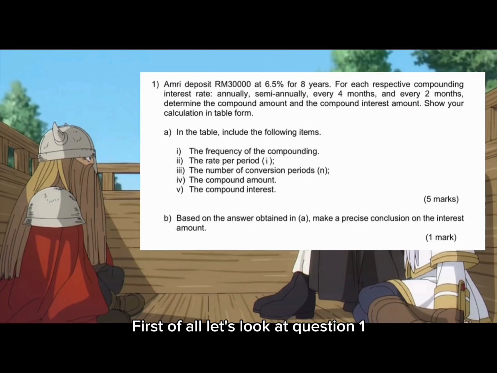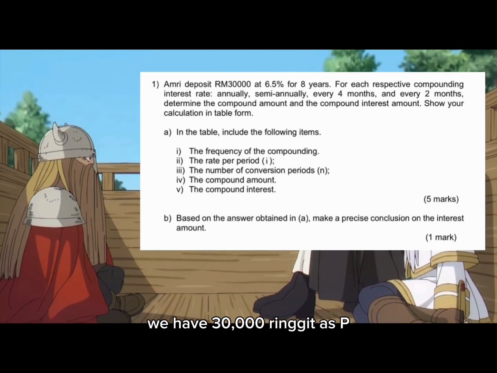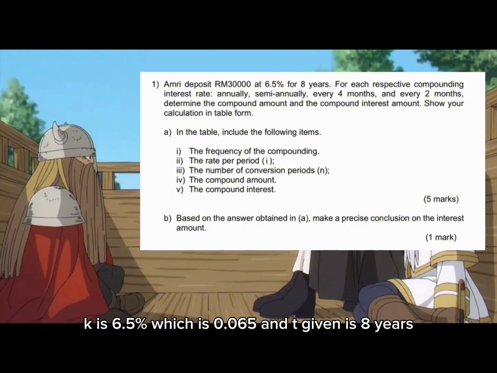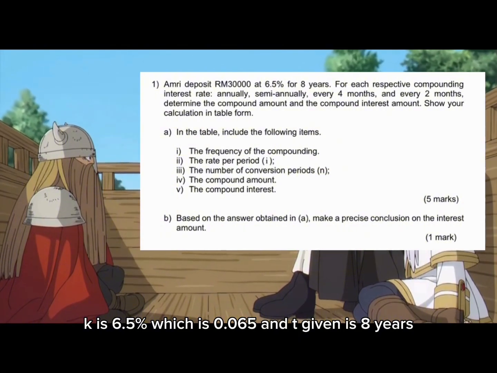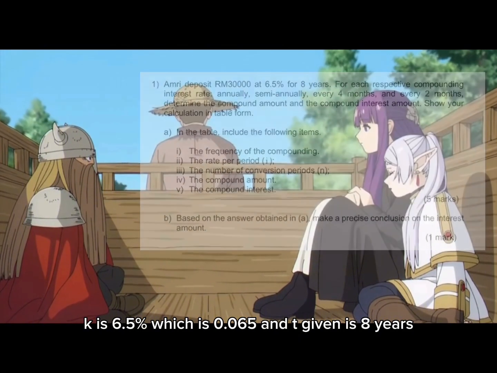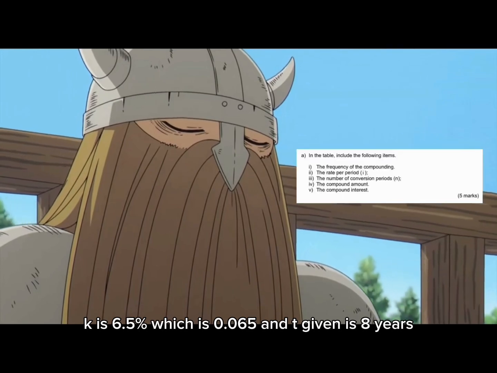First of all, let's look at question 1. We have 30,000 ringgit as P. K is 6.5%, which is 0.065, and T given is 8 years.